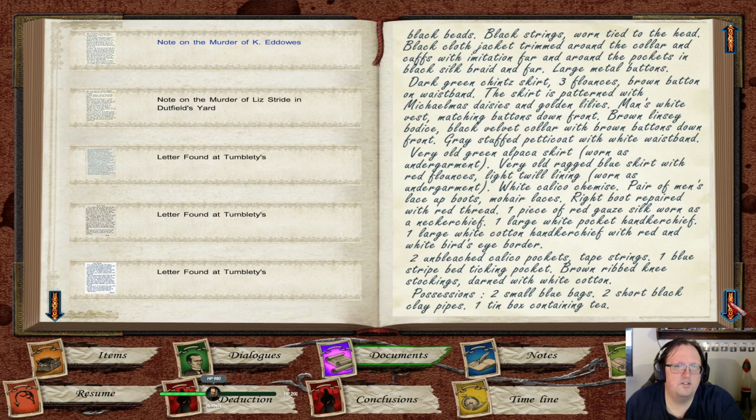Man's white vest, matching buttons down front, brown linsey bodice, black velvet collar with brown buttons down the front, gray stuffed petticoat with white waistband, very old green alpaca skirt worn as an undergarment, very old ragged blue skirt with red flounces, light twill lining worn as undergarment, white calico chemise, pair of men's lace-up boots, mohair laces, right boot repaired with red thread, 1 piece of red gauze silk worn as a neckerchief, 1 large white pocket handkerchief, 1 large white cotton handkerchief with red and white bird's eye border, 2 unbleached calico pockets, taped strings, 1 blue striped bed ticking pocket, brown ribbed knee stockings darned with white cotton.